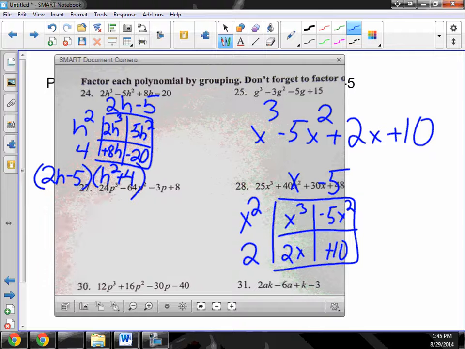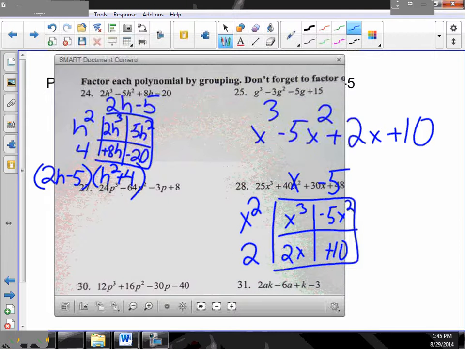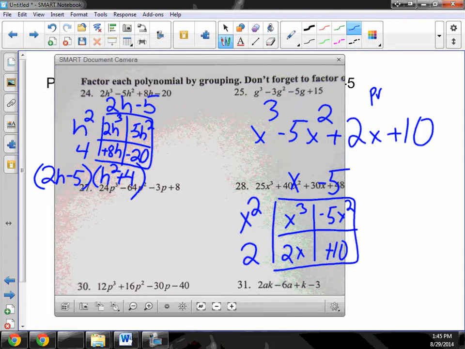Oh my goodness, I almost did it. Is 2 times negative 5 positive 10? No. So this would be kind of considered prime. But if that was a negative, then it would have worked. Okay? So everything on this page is going to work, but just know that most of the time it doesn't.